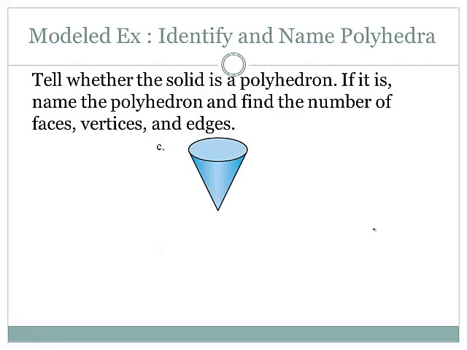Okay, so it says tell whether the solid is a polyhedron. If it is, name the polyhedron and find the number of faces, vertices, and edges. Well, this one, you can tell it is not a polyhedron because of the circle that's for the face. So this is actually a cone. It's a different type of three-dimensional figure.